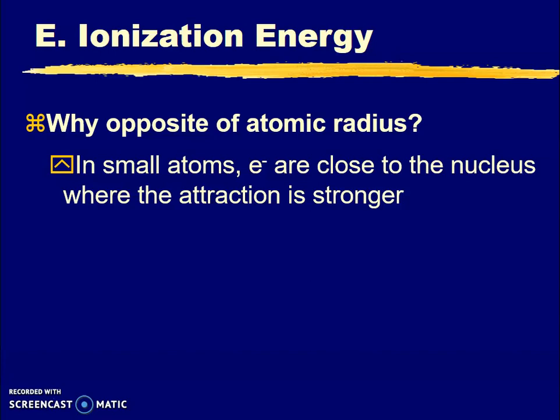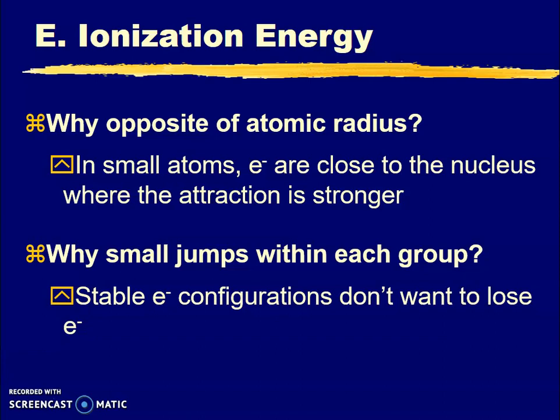So that's the exact opposite of the atomic radius. And why is that? Why is it opposite? It's because in small atoms, the electrons are really close to the nucleus. And so they have that high attraction to those protons, which makes it harder for you to take away those electrons.